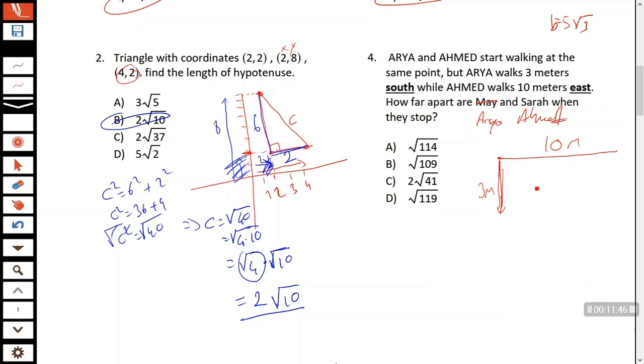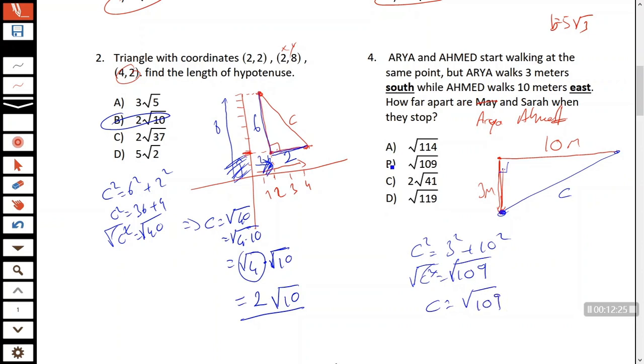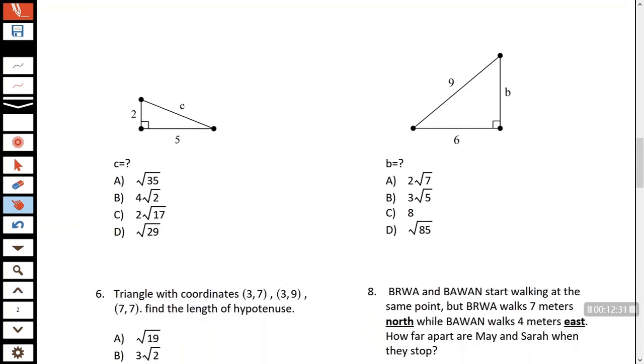Okay, how far apart are Arya and Ahmed when they stop? So one of them stops here. Let's draw with blue color. This will be here, and the other will be here. How far away? If this is 90 degrees, because one of them walked to the south, the other walked to the east, I can say this is 90 degrees. And here is the hypotenuse. The question is asking about the hypotenuse. Hypotenuse squared is equal to the sum of the leg squares. So 3 squared plus 10 squared. C squared equals 9 plus 100, 109. So use the square root. So C is equal to square root of 109. Yes, it's option B.